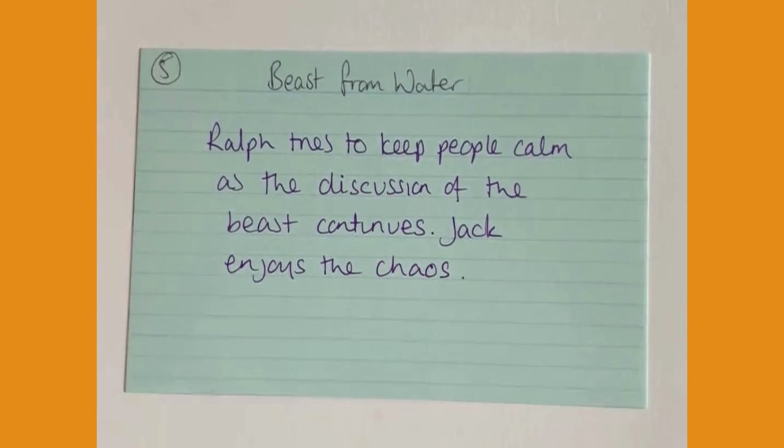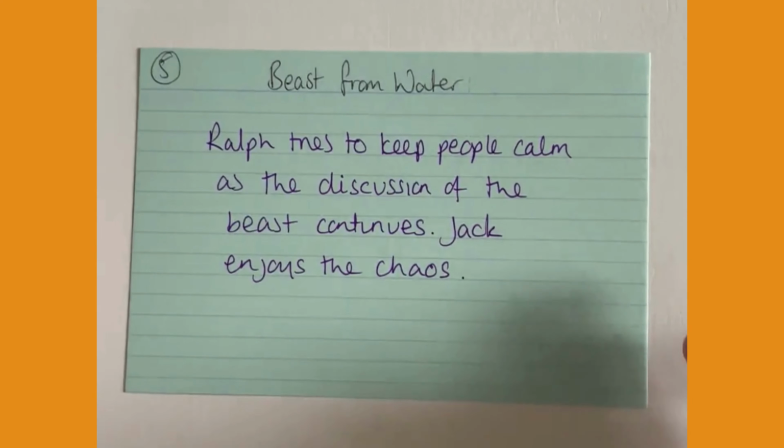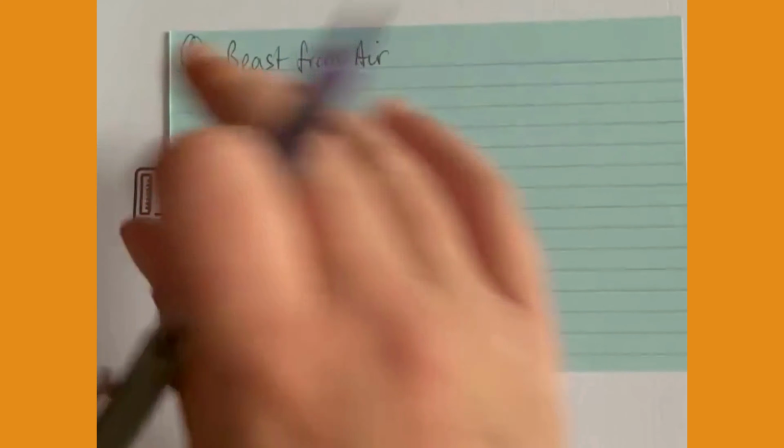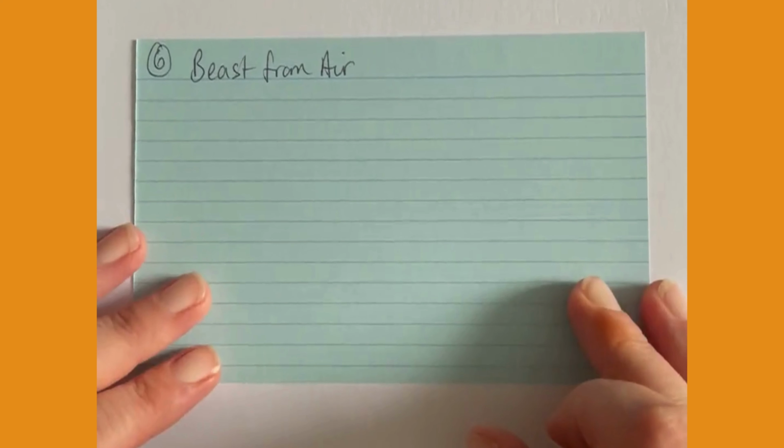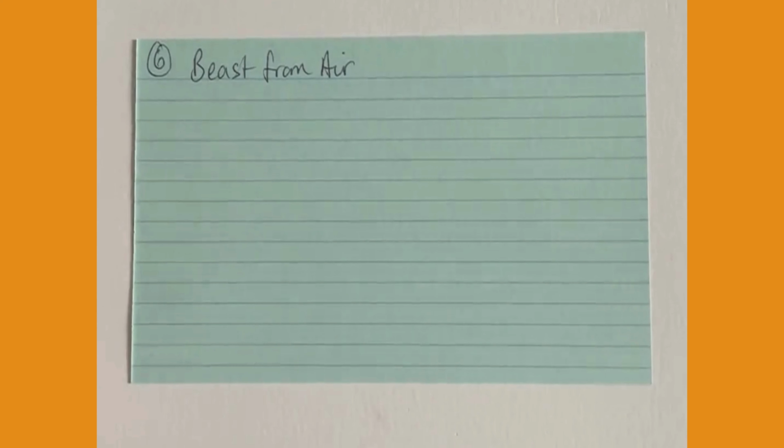And again, chaos is linked to a lack of civilization, a lack of order. So Jack again is getting further and further away from society. Beast from the Air is where we find out that what they've been seeing is the dead airmen. Ralph joins the hunt for the beast and they find Castle Rock. And it's at this point that Jack and Ralph again disagree.